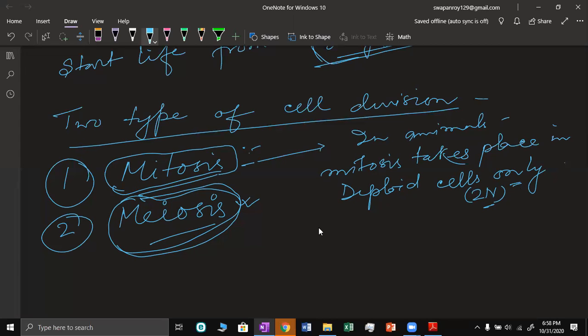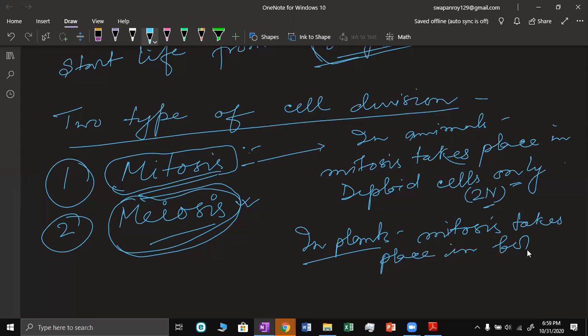But in plants, mitosis takes place in both haploid and diploid cells.